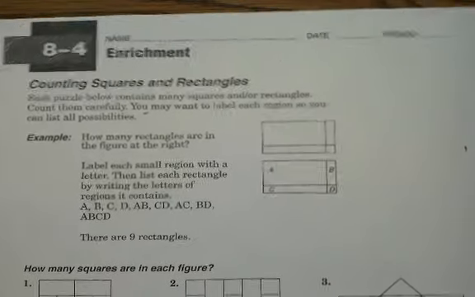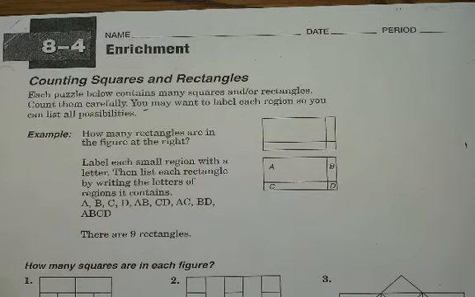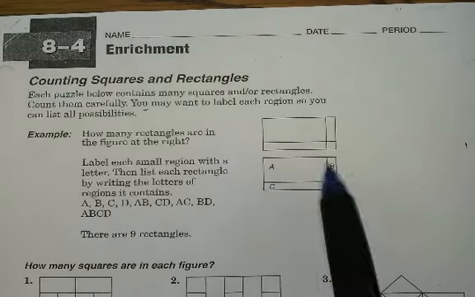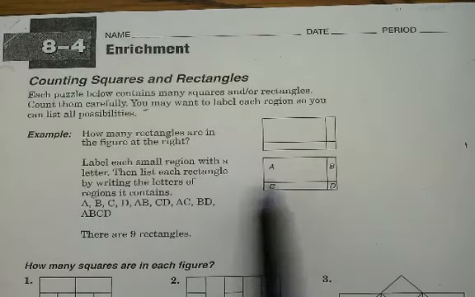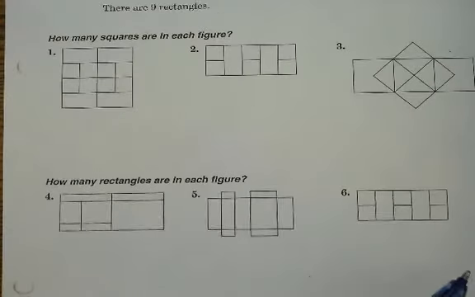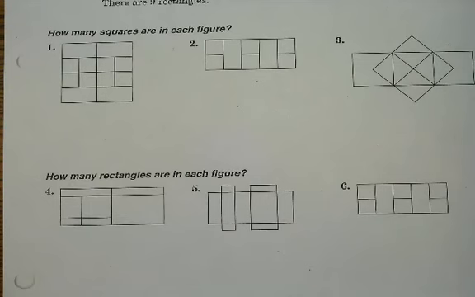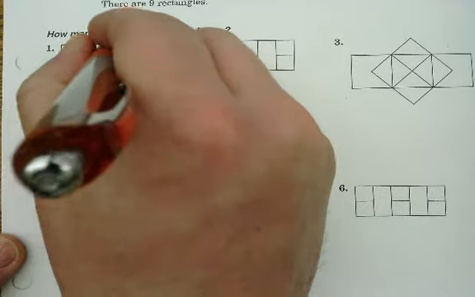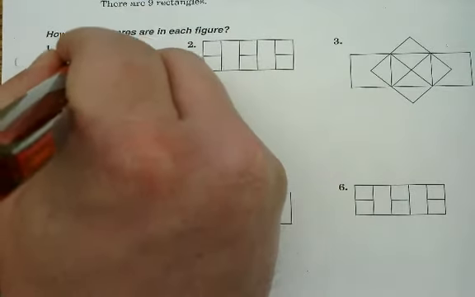This is the enrichment page for section 8.4. They explain how you should set this up here. Now, if you didn't understand that, I'll go through a couple of these just so it makes a little more sense. In number one, they're asking you how many squares are in each figure. So here's what they want you to do. They want you to name each region with a capital letter.